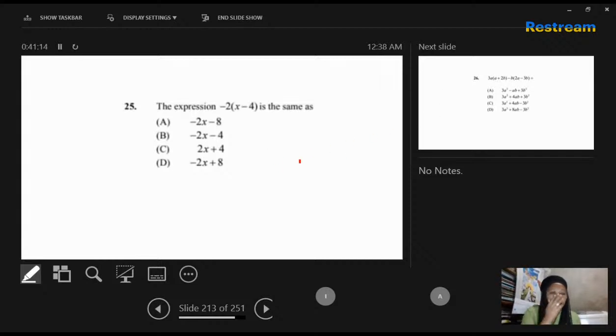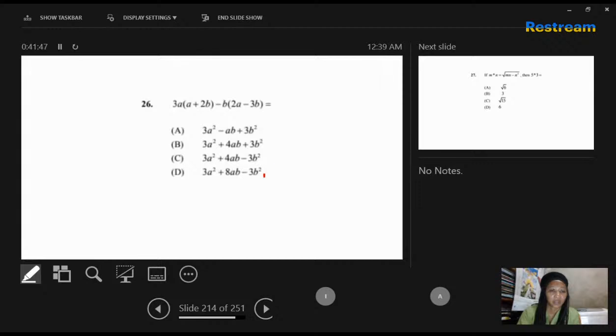Sorry, 25. The expression minus 2 bracket x minus 4 is the same as minus 2x plus 8. So we're expanding the bracket using the distributive law. Negative 2 times x is negative 2x, and negative 2 times negative 4 is positive 8. The answer is D.